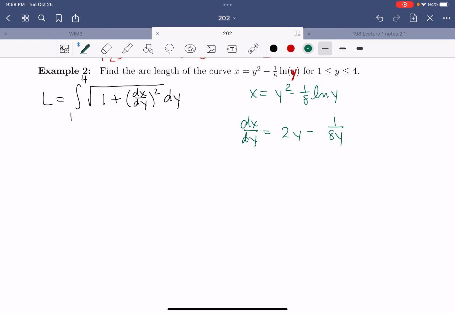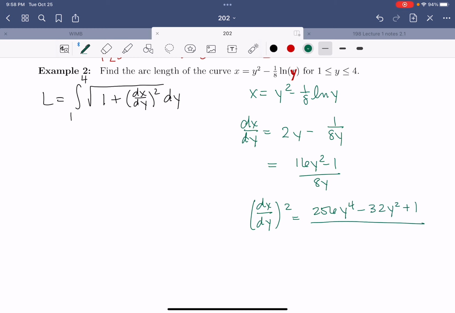So the first thing I'm going to do is get common denominators. So this is the same as 16y squared minus 1 all over 8y. And then if we square it, that's going to become, let's see, so 16 squared, I believe, is 256. Y to the 4th minus 32y squared plus 1 all over 64y.